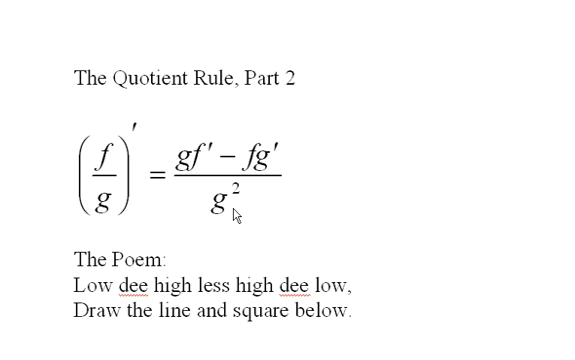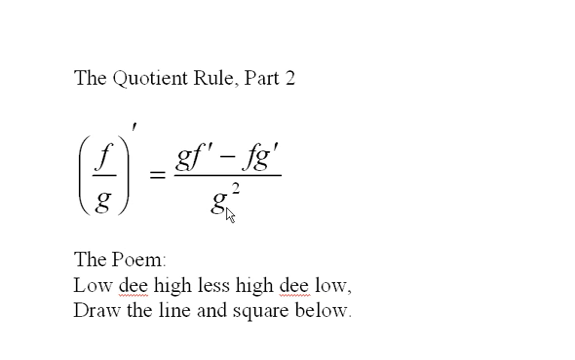So I have a little poem here, and I'll read the poem. Low d high, less high d low, draw the line and square below. Well, low means the denominator, high means the numerator, d means derivative, okay, and less means minus. So it goes low, we take the denominator g times the derivative of the high, the one up high, less high, f, d low, we draw the line and we square what's below.